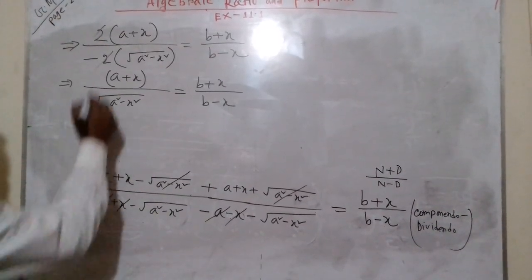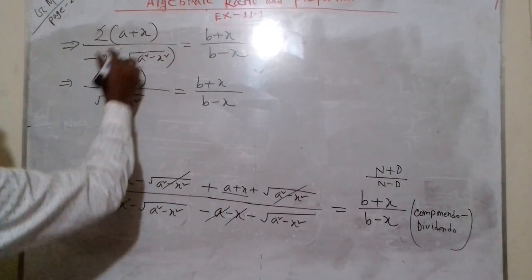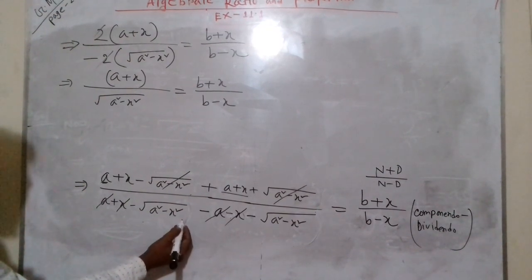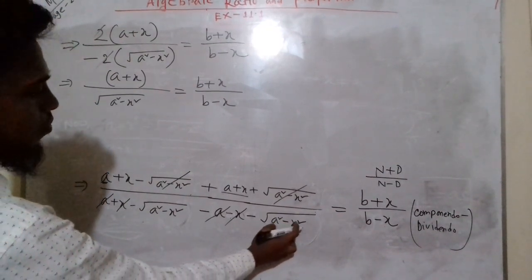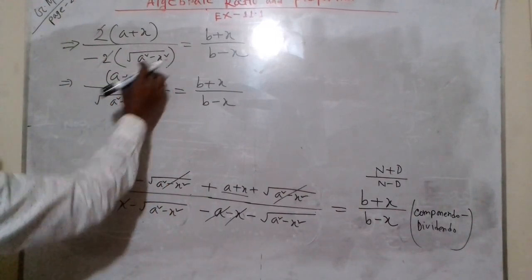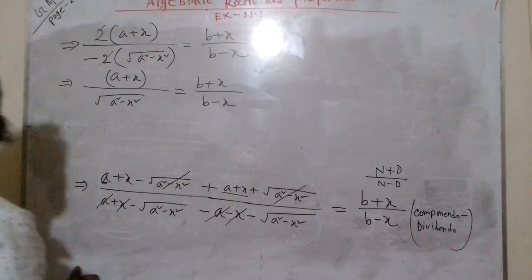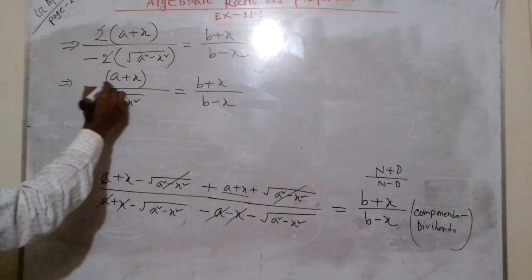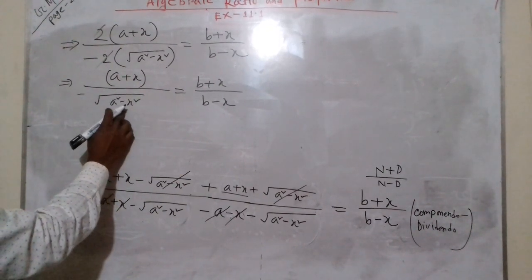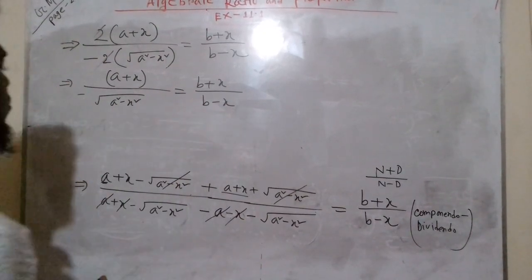Now we can write 2 into a plus b divided by minus root over a square minus x square and minus root over a square minus x square, that is the same term. So minus 2 into root over a square minus x square equal to b plus x divided by b minus x. So 2 upon 2 cancel. Now we can write a plus x divided by minus root over a square minus x square equal to b plus x divided by b minus x.